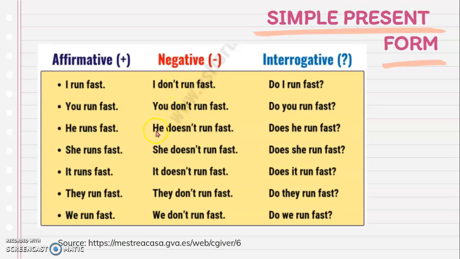The negative sentences with he, she, or it are made with doesn't. Negative sentences with the subjects I, you, we, or they correspond with don't. Interrogative sentences start with do when the subject is I, you, they, or we. And when the subject is he, she, or it, we use does.